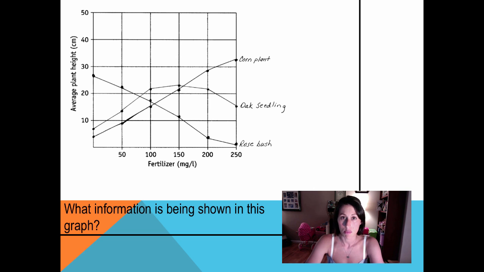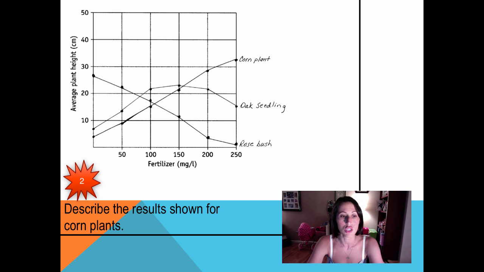Now, here's one example of what I was talking about. Go ahead and pause this, jot down the answer to this question. This would be number 1. And then when you're done, you can hit play to resume. All right, number 2, describe the results shown for the corn plants. What do you see happening in this graph just for the corn plants?